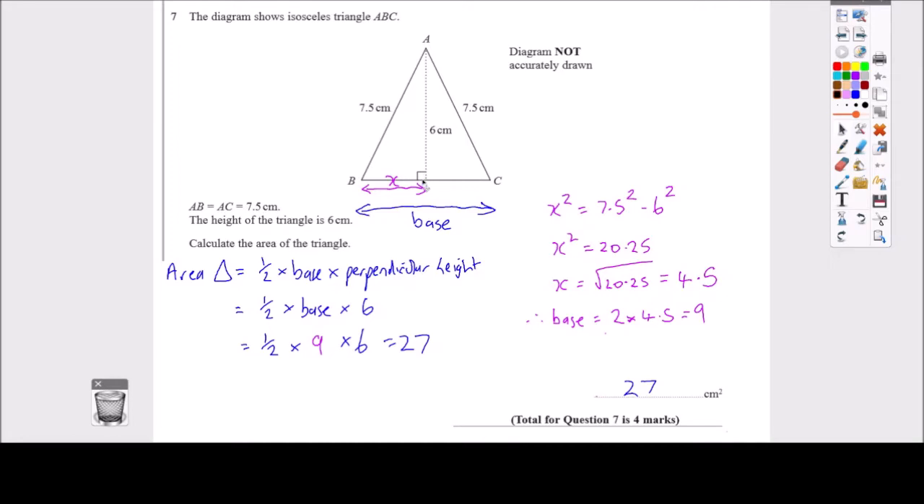We've got a right angle triangle where we know the hypotenuse and we know one of the two shorter sides. So we can work out the other shorter side, which I've called X, by way of a take away Pythagoras. So X squared equals 7.5 squared, take away 6 squared. Popping that into my calculator, I get 20.25. Square rooting this, I get the length X to be 4.5. So if X is 4.5, my base, which is twice this length, is going to be 9. So once I know the length of the base, the area of the triangle is half times 9 times 6, which is 27.